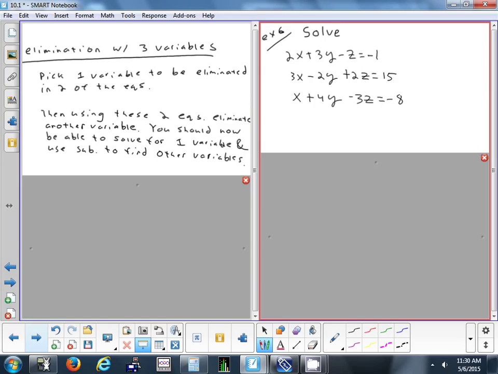Generally, you want to try to pick a variable to eliminate that has a coefficient of 1. That's going to be the equation we use to get rid of the variables in the other equations. You could do -1 as well, but 1 is even easier because it's positive.